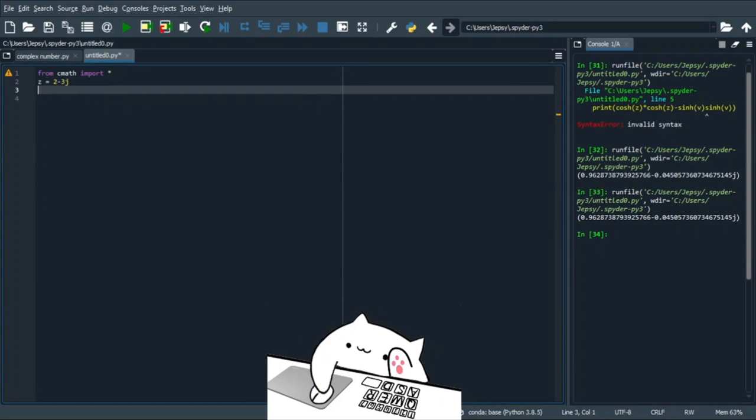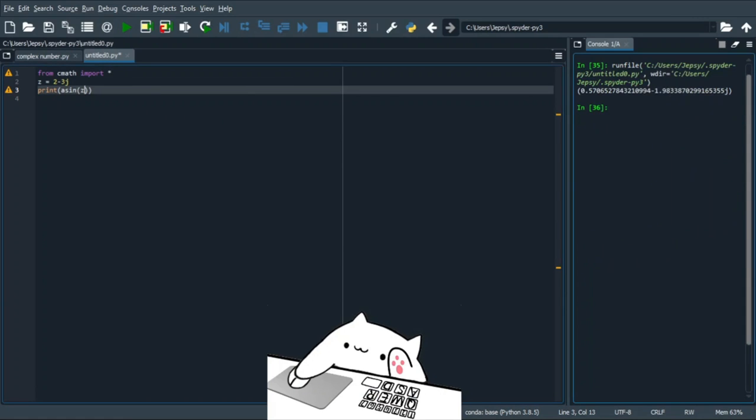Then we have here, print your a. This is your arc sine, or your asin of your z. And let's print. Then F5. And your answer here is 0.57 minus 1.98j.